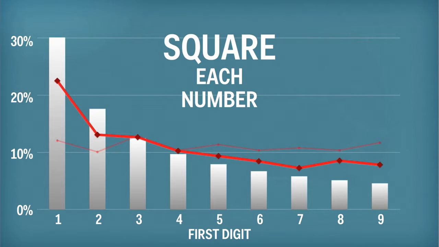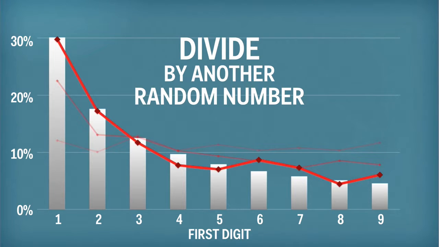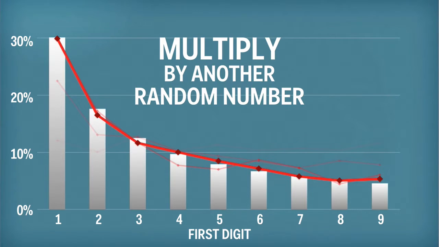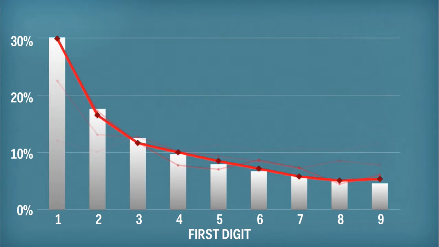Let's square each number, and you can see the distribution change. Then divide each by another random number from 0 to 100. And we're getting closer. Now multiply by another random number. After 3 simple operations, the first digits of our 1,000 numbers look really close to the Benford distribution.